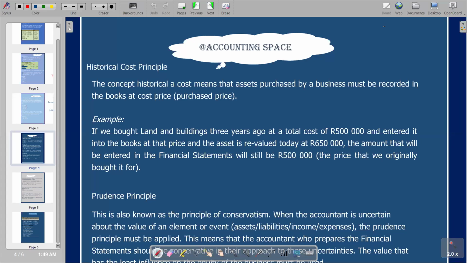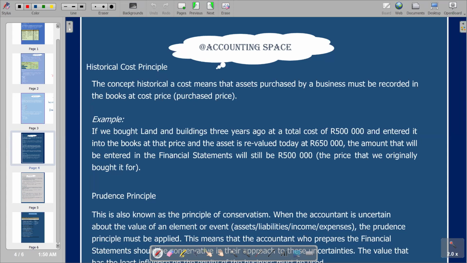So we are going to start on the historical cost principle. The historical cost principle basically is a principle, or we can call it a strategy, used in accounting that values assets at their original costs. So assets are valued at the original cost, and we call it the historical cost principle.